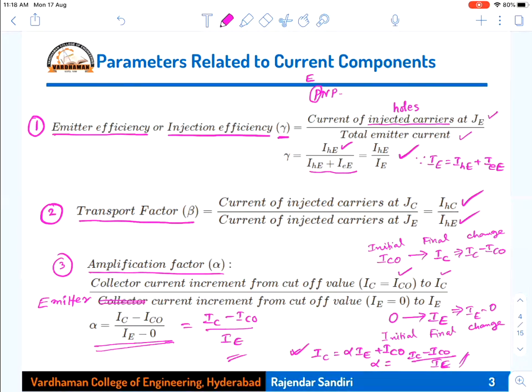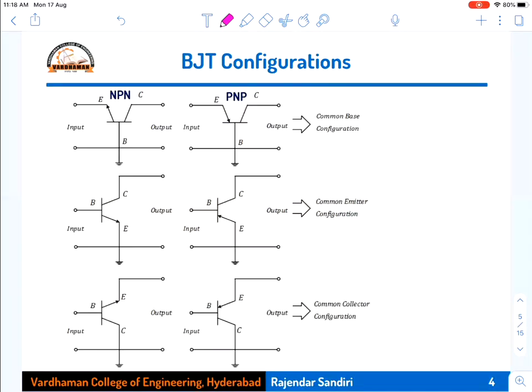So these are three important parameters related to the current components. All these are in terms of current components: emitter efficiency gamma, transport factor beta, amplification factor alpha. That is all about the current components. Next topic is configurations, BJT configurations.